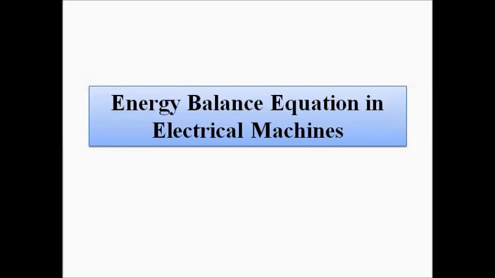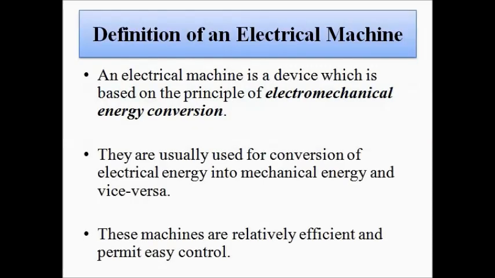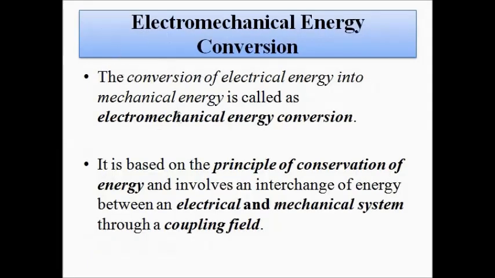So the definition of an electrical machine is that it is a device which converts electrical energy into mechanical energy or mechanical energy into electrical energy. Okay, that is, there is an electromechanical energy conversion. And this electromechanical energy conversion obeys the principle of conservation of energy. So it means that energy is neither created nor destroyed, it is only transformed, it is only converted.